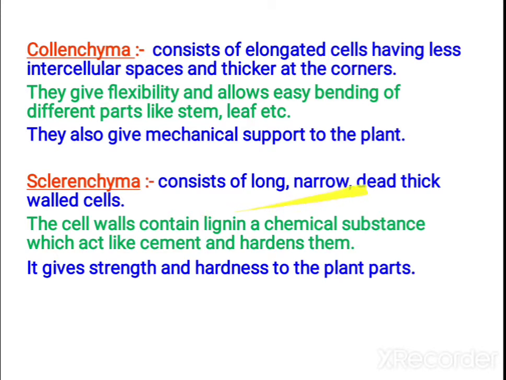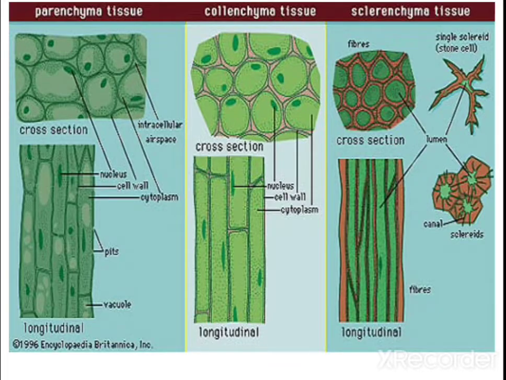And sclerenchyma consists of long and narrow dead thick-walled cells. The cell walls contain lignin, a chemical substance, which acts like a cement and hardens them, and it gives strength and hardness to the plant parts. Compared to collenchyma, sclerenchyma gives more strength to the plant.